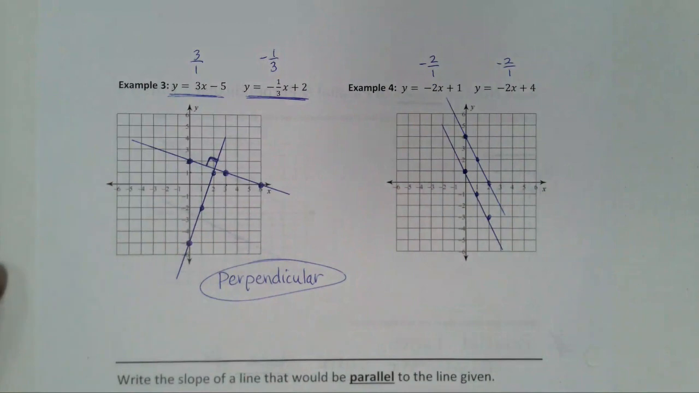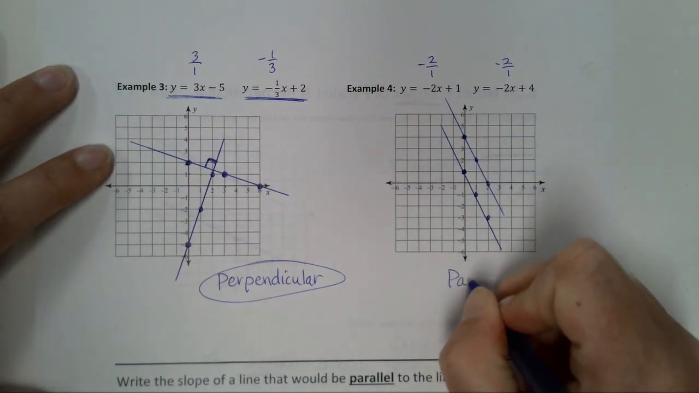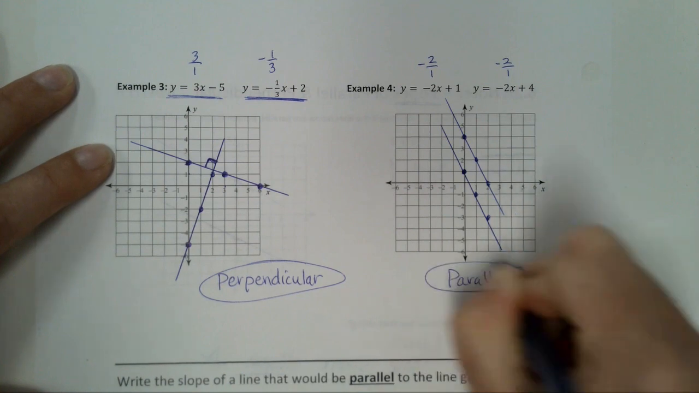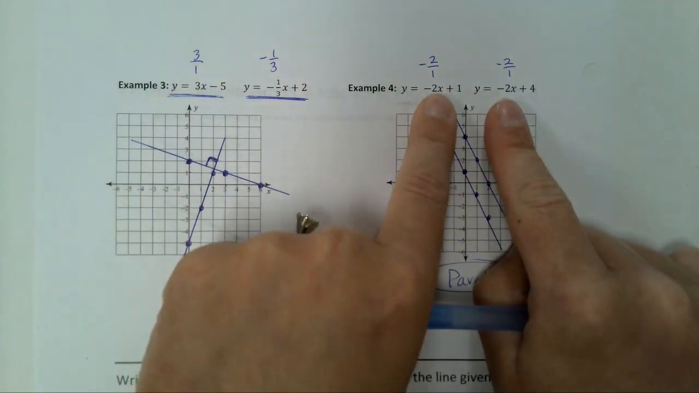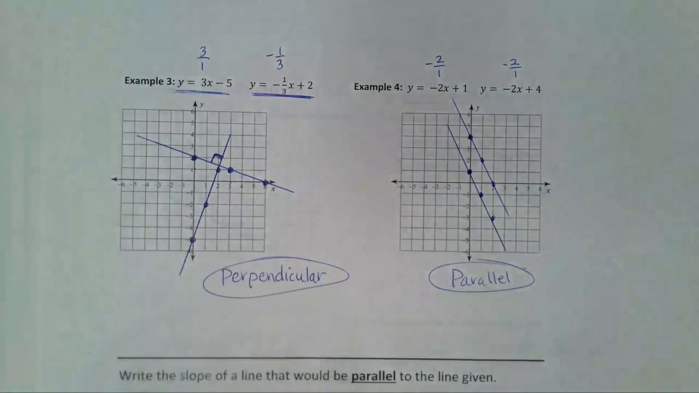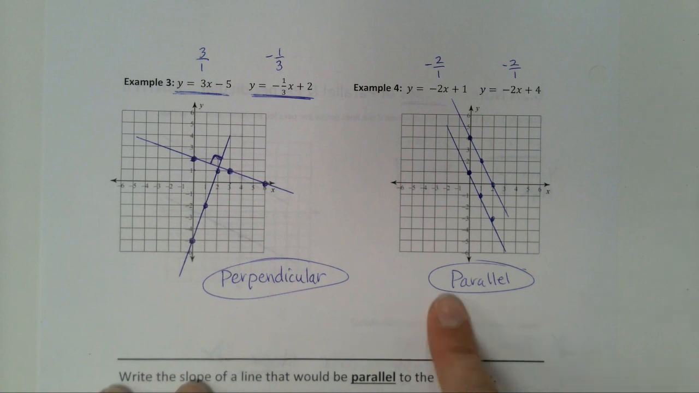Do the lines look parallel? Did we expect them to be parallel? Why did we expect them to be parallel, you guys? Because they have the same slope. Again, that should be very easy to spot. Parallel lines are going to have the same slope. You should be able to just immediately look and see that.